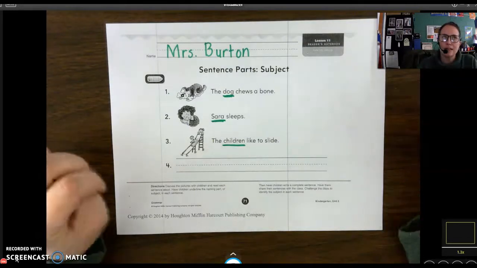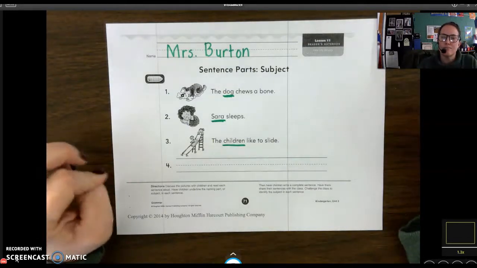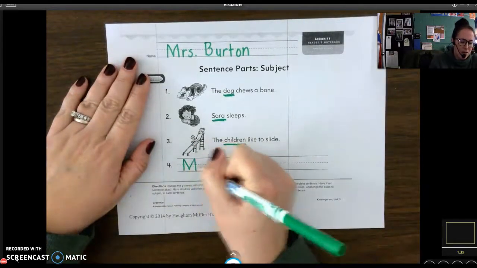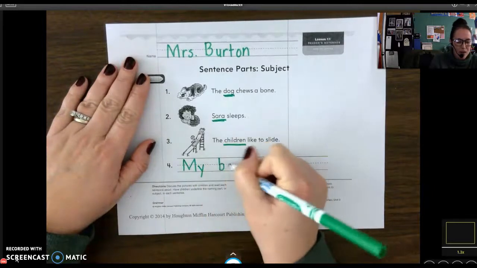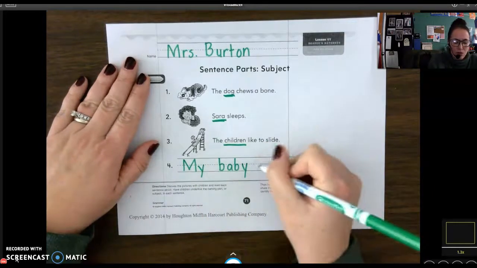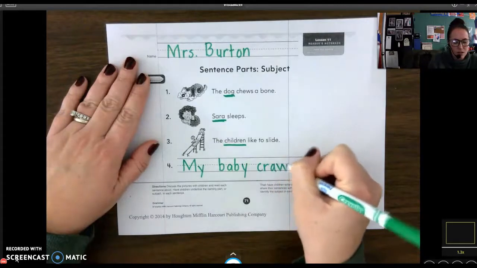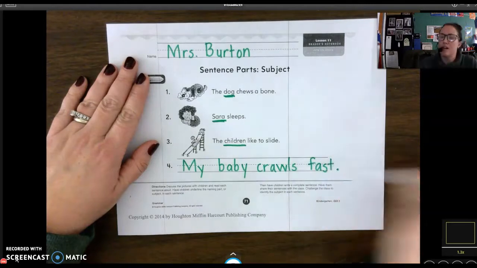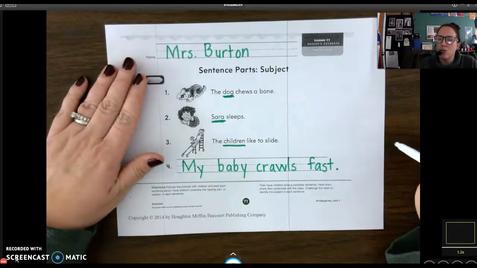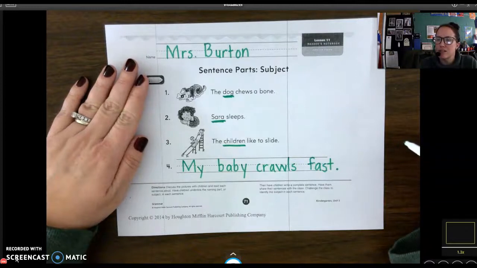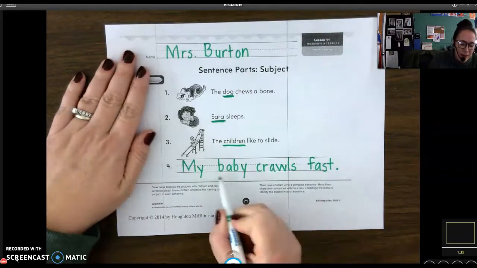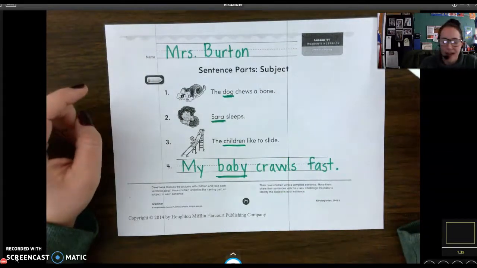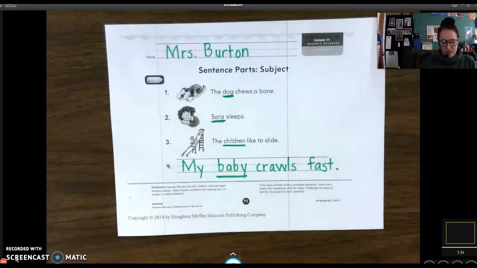I'm going to write, my baby crawls fast. Period. Now let's think about that. Who or what is that sentence about? My baby. So I'm going to underline baby. The baby is the subject. I'm telling you that she can crawl fast. So baby is the subject of my sentence.